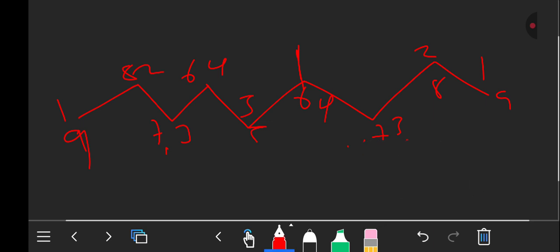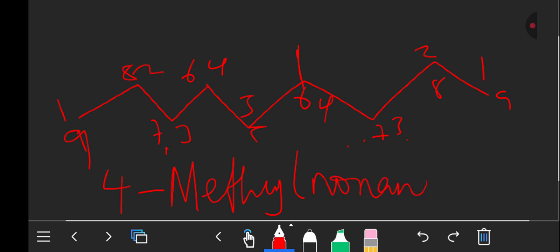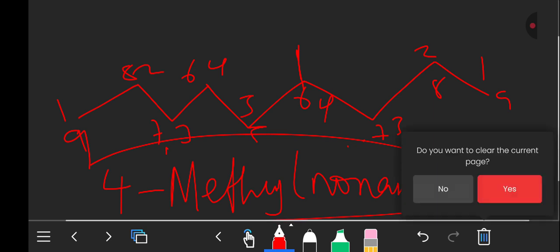so the substituent is methyl. It is at position number 4. So this 4 is showing the locant. The locant is just the position, okay, the location. So the methyl is at position 4, so it will be 4 methyl. Then the parent name is nonane. So that is the name of this compound.